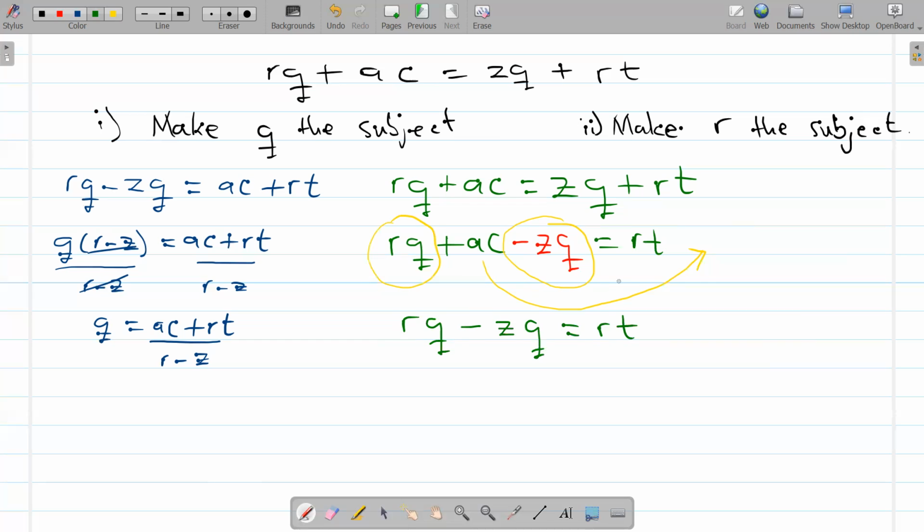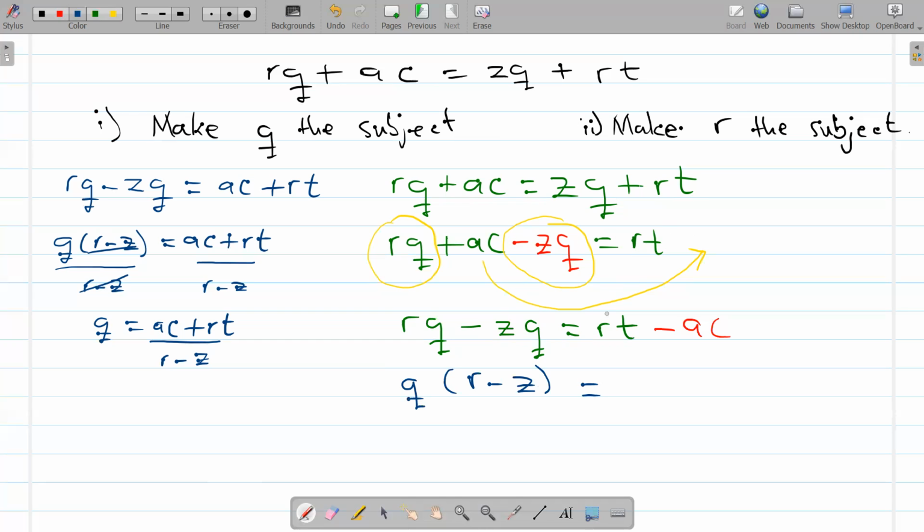The AC is moving to where the RT is, but this AC is what? Positive. Yes. So if it moves, then it becomes what? Negative. Is it okay now? Yes. So now if we are factorizing, then we have what? Q coming out. Yes. We have R minus Z, which you got right.